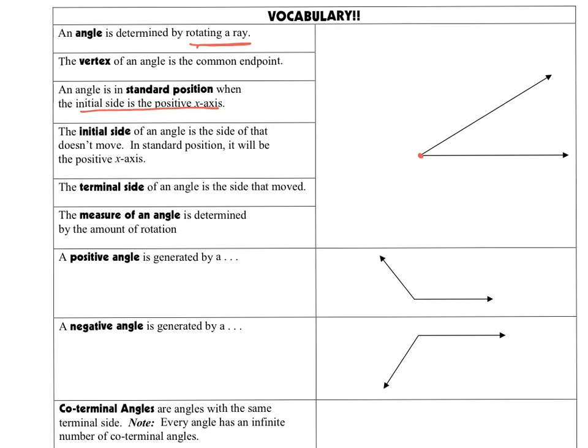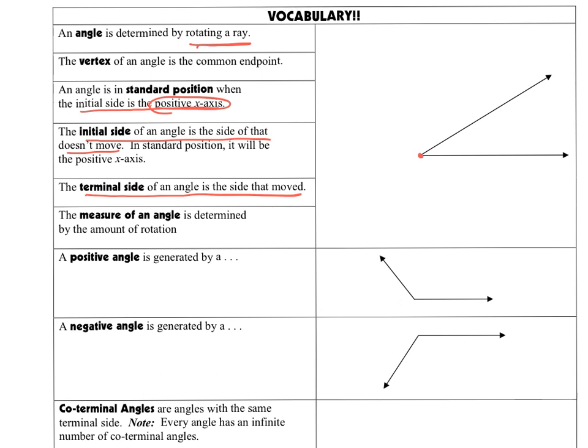The initial side, okay, is the side of the angle that doesn't move, okay? So part of the angle is going to move and part of it won't. The part that moves is the terminal side. So they're both going to start in the same place, meaning they're both going to start in this positive x-axis position.